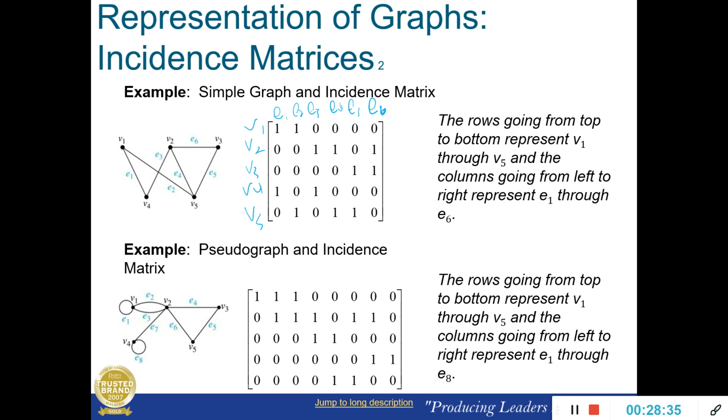Now you look at the second row, V2. Is V2 incident with E1? No, so you put 0. V2 incident with E2? No, you put 0. V2 incident with E3? Yes, V2 and E3, 1. V2 and E4? Yes, 1. V2 and E5? No, 0. And V2 and E6 are incident, so you put 1. And so on. So this is the incidence matrix for a simple undirected graph.